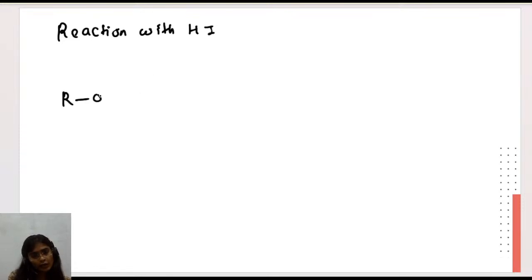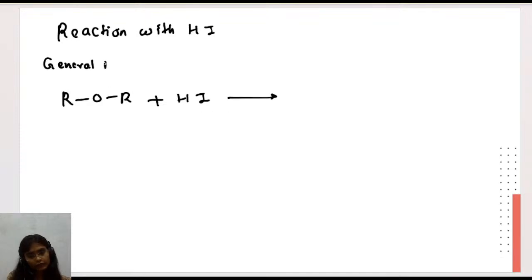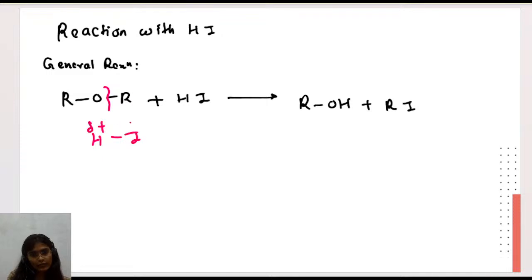You have some ROR, and then HI is there. In this case we end up with two kinds of product. First write the general reaction: ROH and RI. You can say this bond breaks. In HI, H has a partial positive charge and I a partial negative charge, so this goes with this and this goes with this, giving ROH and I negative.